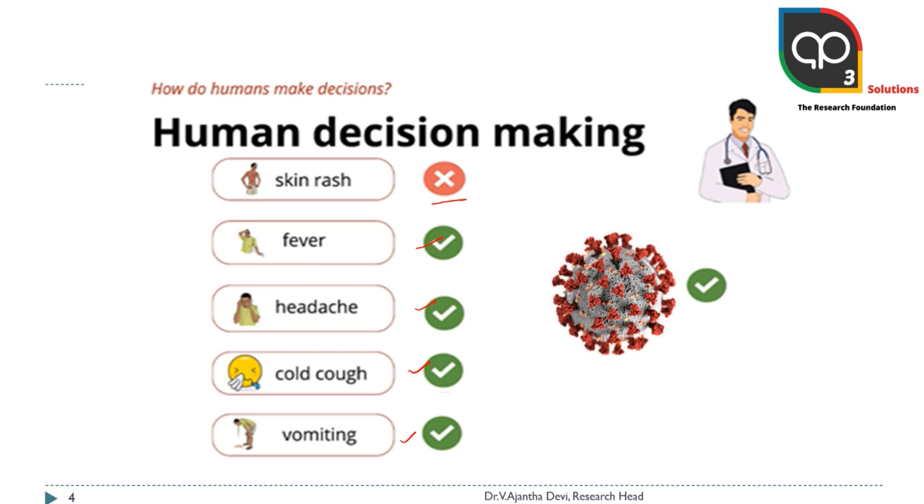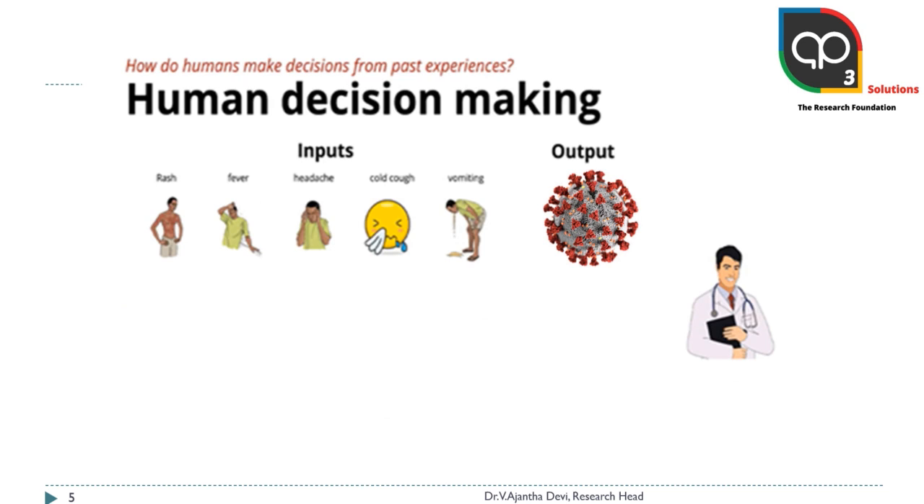Exactly, dear friends. The doctor is making this decision based on past experience. Over years of practice, the doctor has encountered several patients. It is not only one particular record; he has so many past records, and from that, this decision making becomes easy.